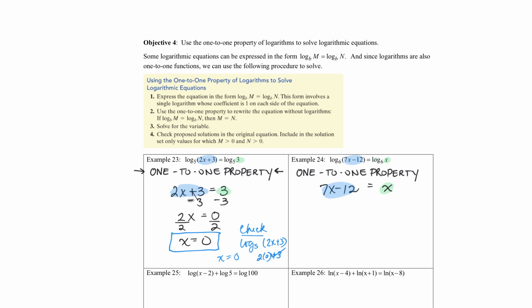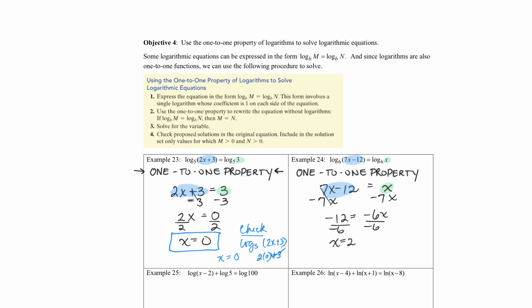All right, now I'm going to go ahead and solve this by subtracting 7x from both sides. So I'm going to get negative 12 equals negative 6x. And then I'm going to divide both sides by negative 6. And I'm going to get a proposed solution of x equals 2.